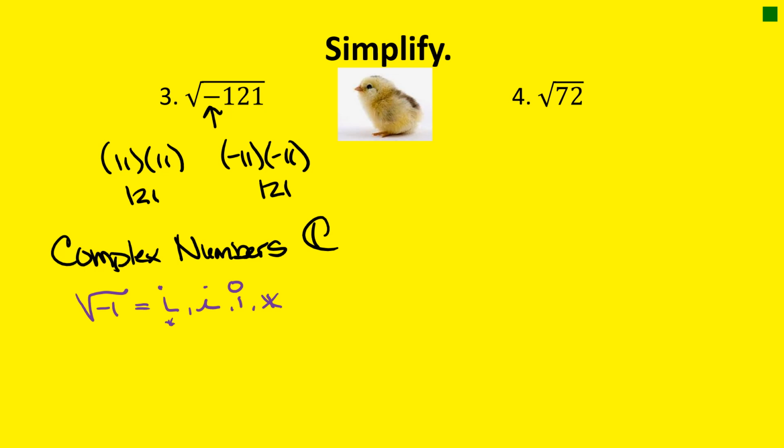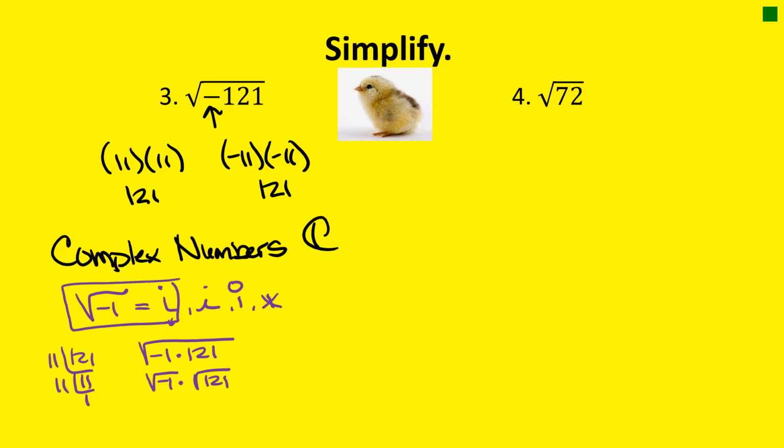So you're going to take the 121 and you're going to hedge it. The only prime number that goes into it is 11. You already know that because I just did it up there. But what's going on in your head is this is the square root of negative 1 times the square root of 121. We just learned right here, the square root of negative 1 is i, and the square root of 121 is 11. Now we don't write i11 because that looks goofy, so we're going to write 11i.